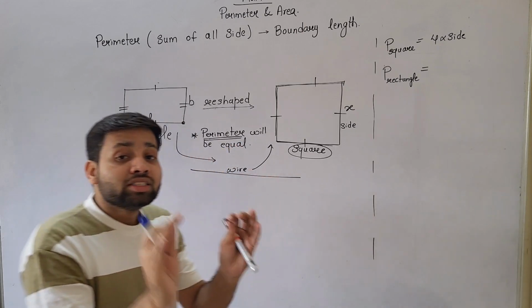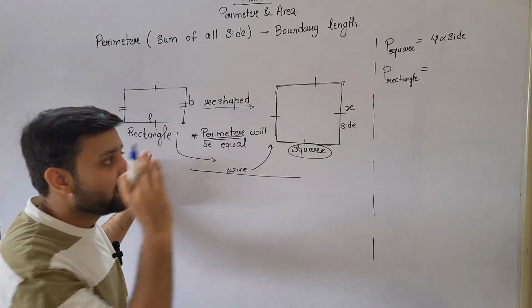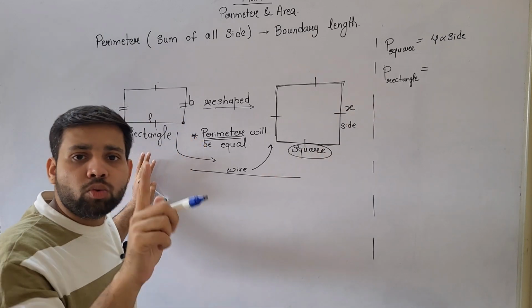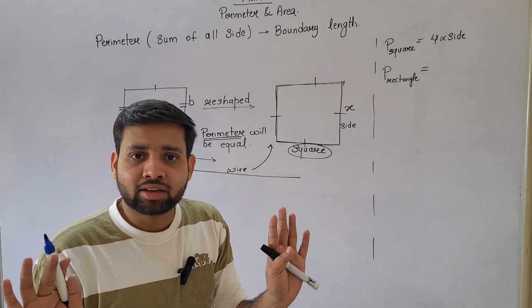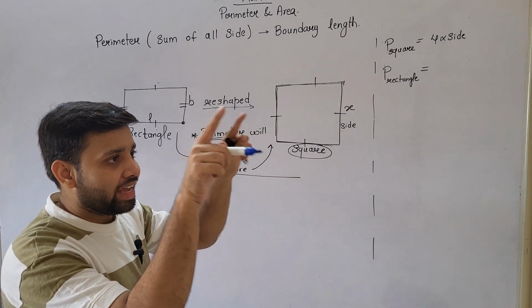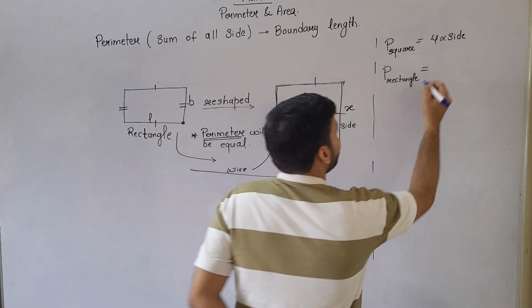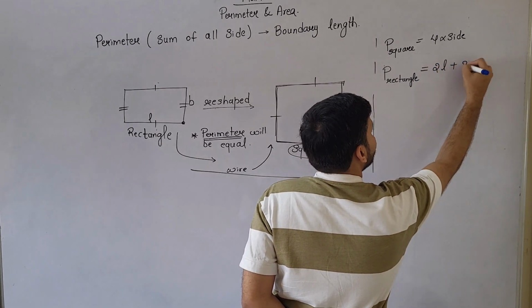What to do? The simple trick is to visualize the figure first, think for a second and then write. In 1 second you won't lose anything. So just think and then write. Okay, perimeter of rectangle. Rectangle has two length, two breadth. I want all four sides. So two length, two breadth.